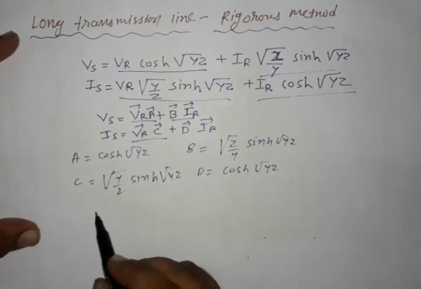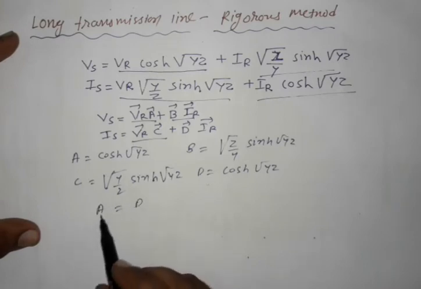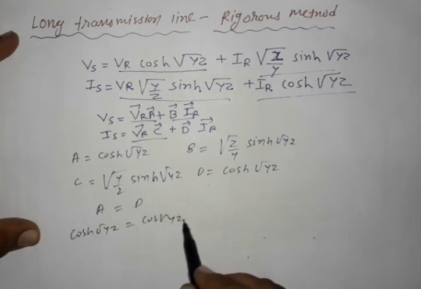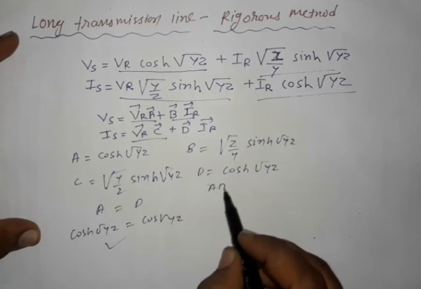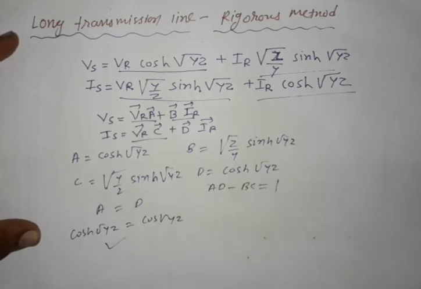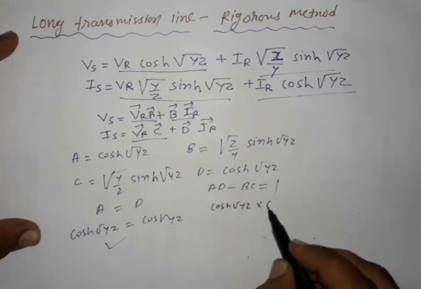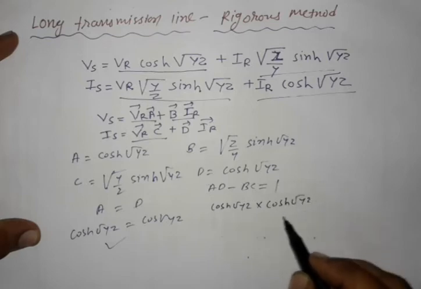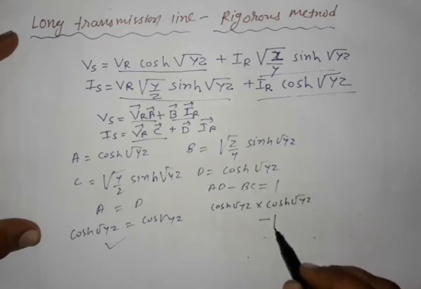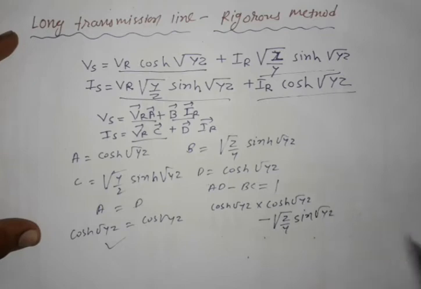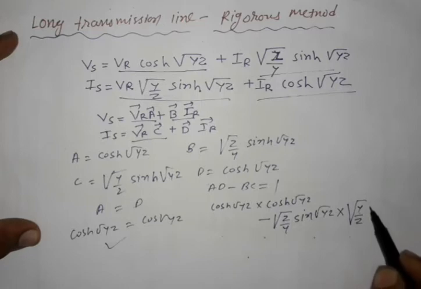Now we apply the condition A is equal to D. Here we see that A is equal to cosh(√(YZ)) and D is equal to cosh(√(YZ)). Both are equal. Now AD minus BC is equal to 1, we apply. A, which is equal to cosh(√(YZ)), into D, which is equal to cosh(√(YZ)), minus B, which is equal to √(Z/Y) sinh(√(YZ)), into C, which is equal to √(Y/Z) sinh(√(YZ)).